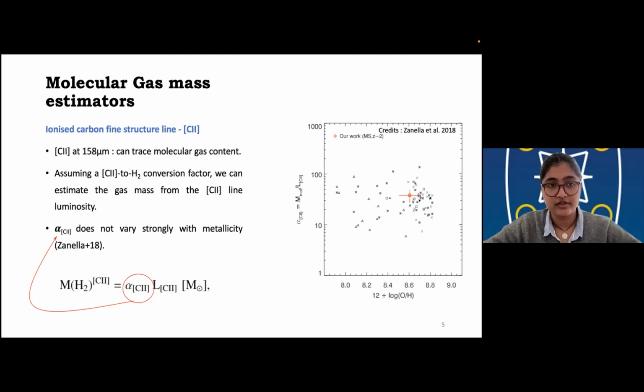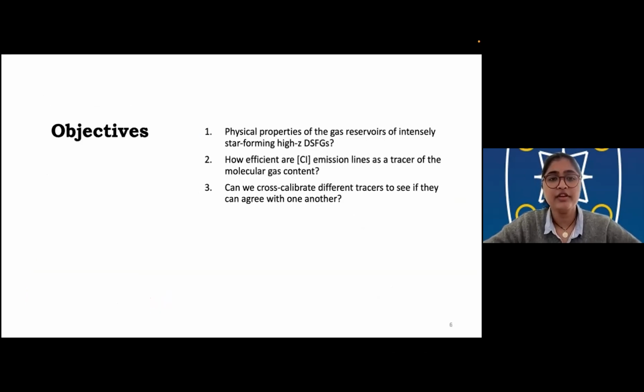high-z DSFGs. So the main focus of this work is to understand the physical properties of the gas reservoirs of intensely star-forming galaxies, and also to understand how efficient the C1 line is as a tracer of molecular gas content, whether these four tracers agree with each other or not, and whether there is a way we can cross-calibrate them.